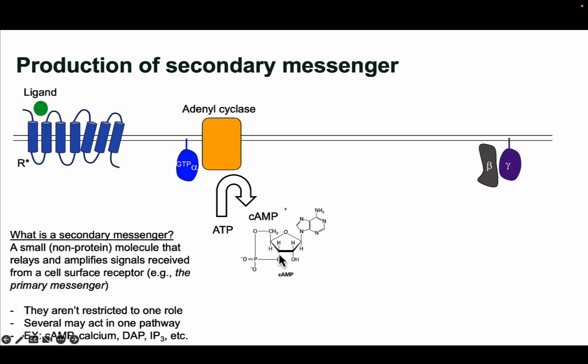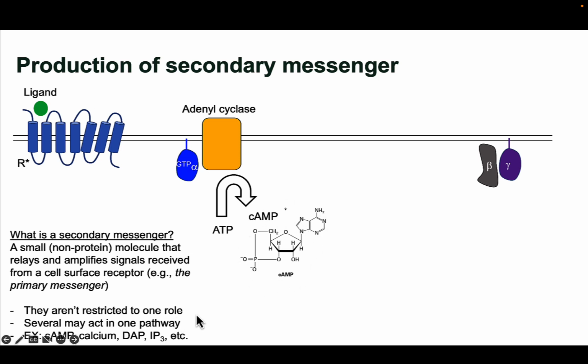And so here's what the cyclic AMP looks like. The ATP has lost all but one of its phosphates, and then it's connected in this cyclical fashion to the sugar. And this cyclic AMP is a secondary messenger, and it's going to go ahead and activate other proteins.